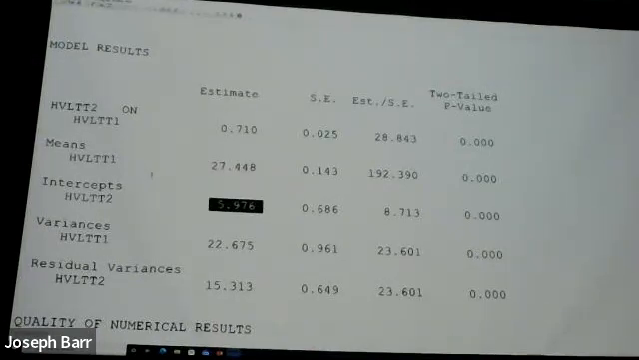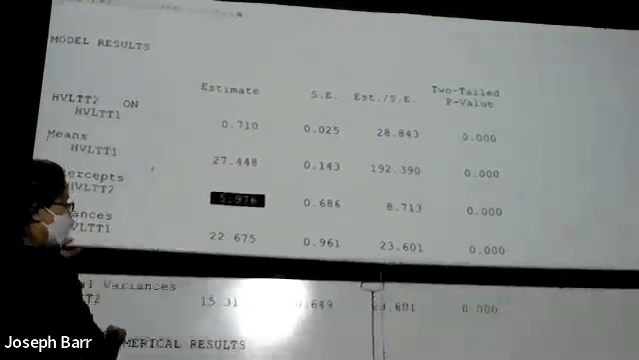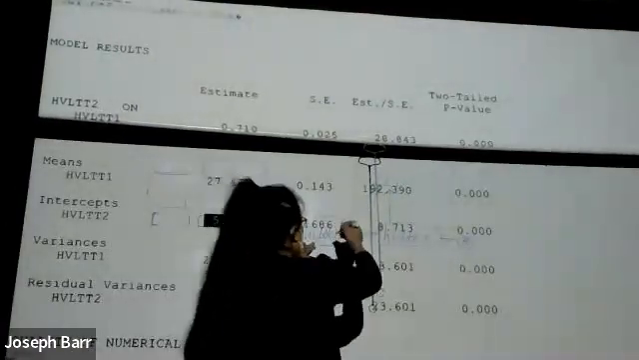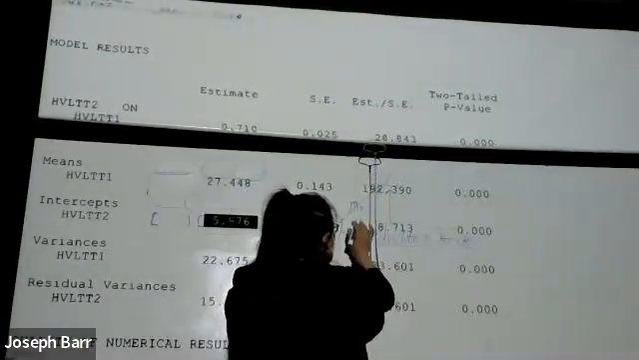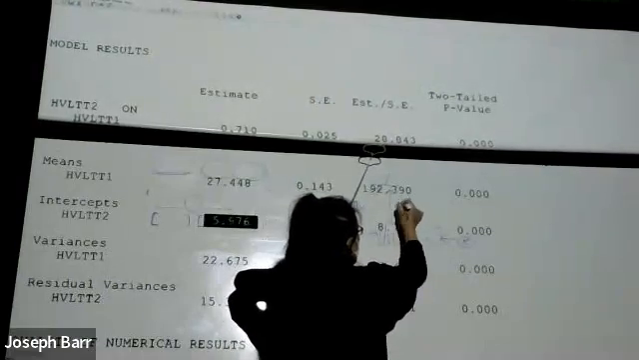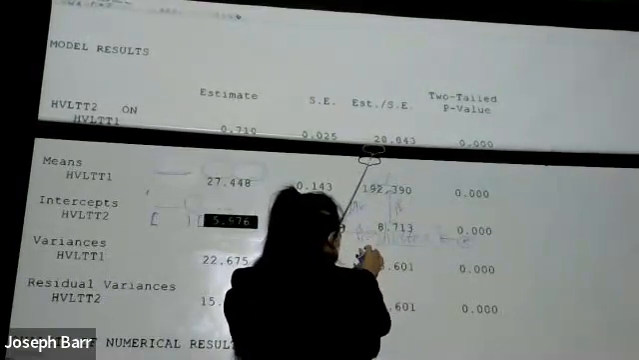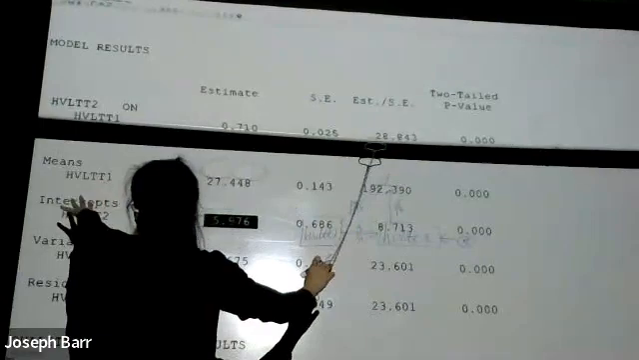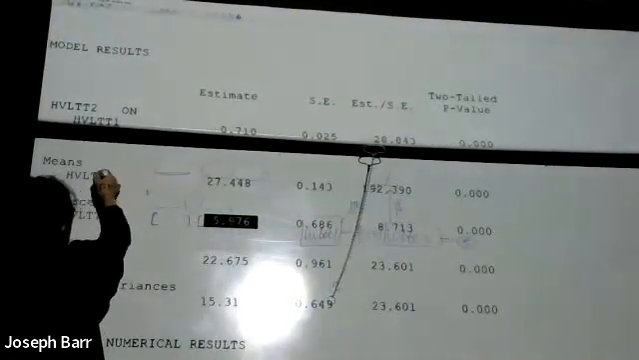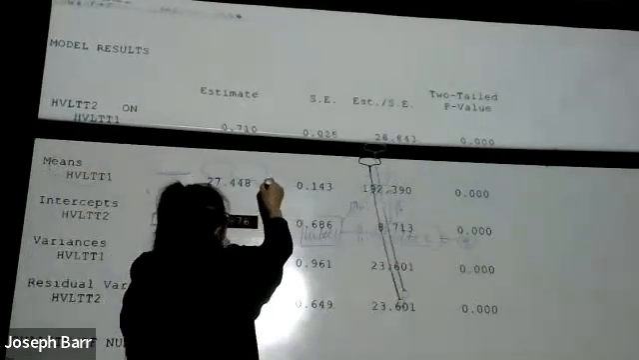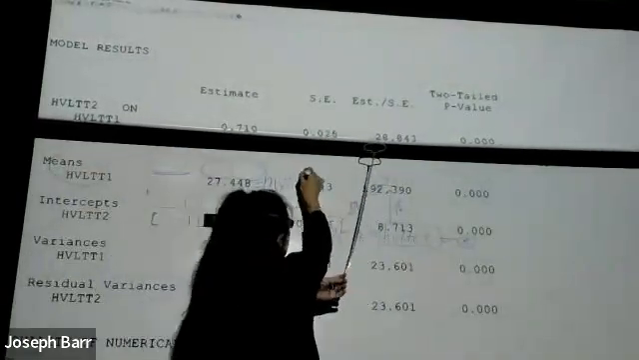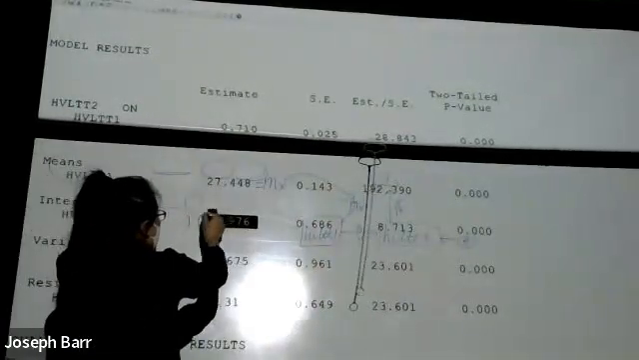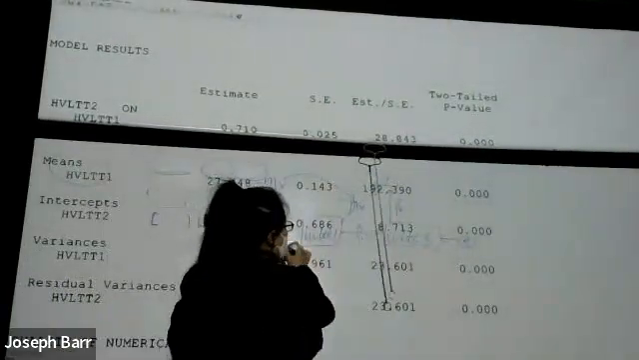Okay, this is mx. Remember that in the previous example we have something. This is the independent variable. This is mx. We have the mean of x, and then we have the intercept here, beta 0, and we have beta 1 here, the coefficient. This is the mean SEM path. So mean of HVLTT1 is mx. Intercept of HVLTT2, this value is beta 0.